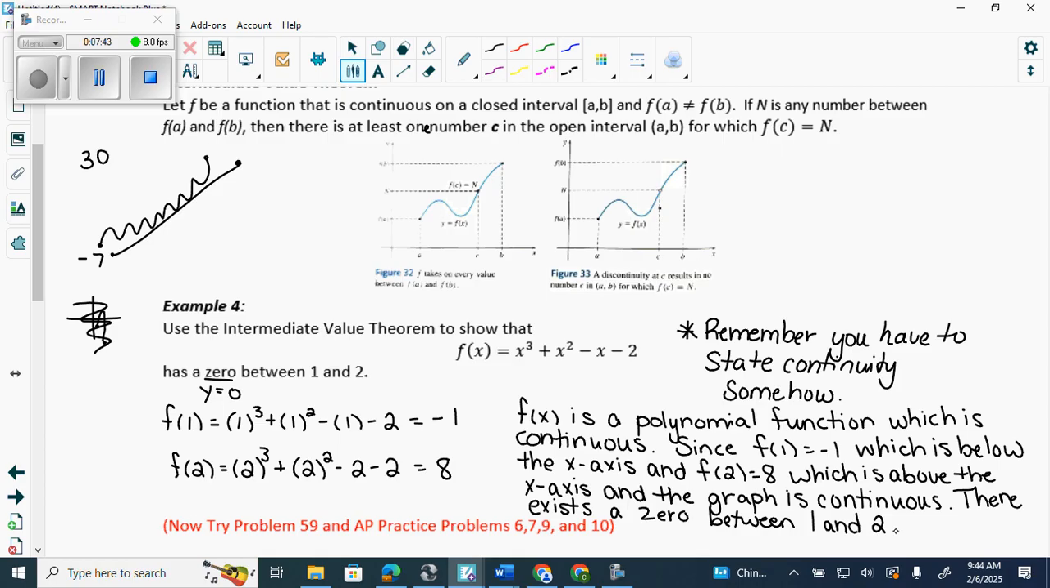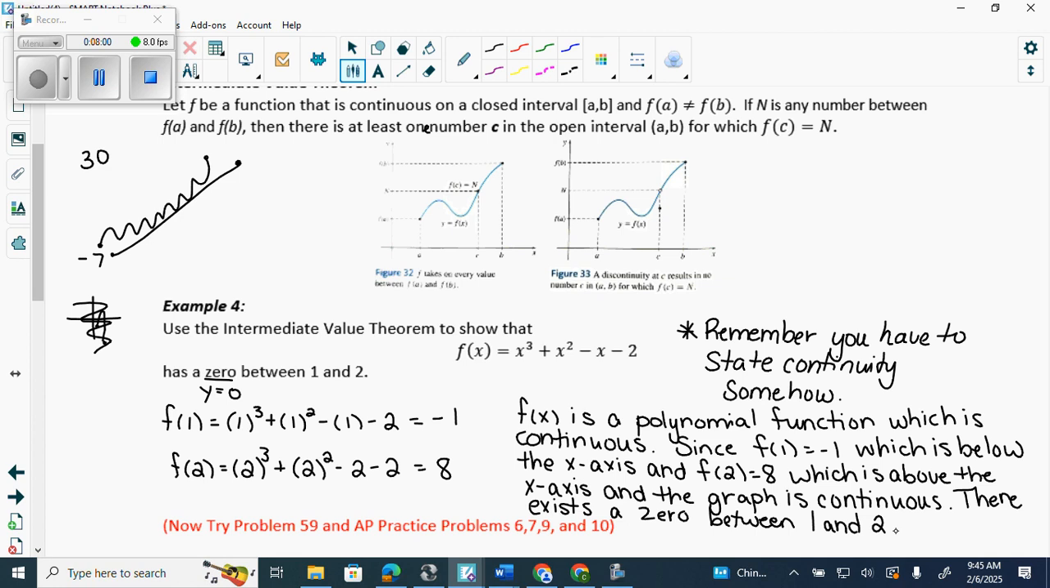Because I could have a value below and a value above and not have them connected, and then there maybe isn't a 0, correct? So you have to say there is a value of y below, there's a value of y above, and the graph is continuous, so therefore there's a 0.